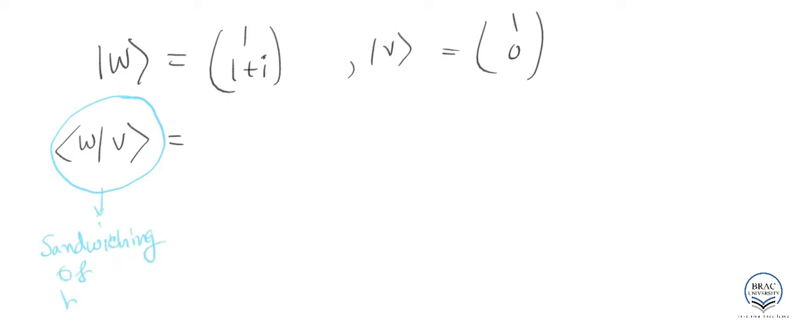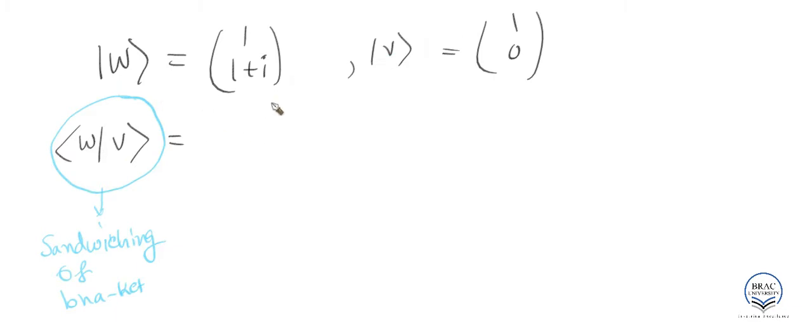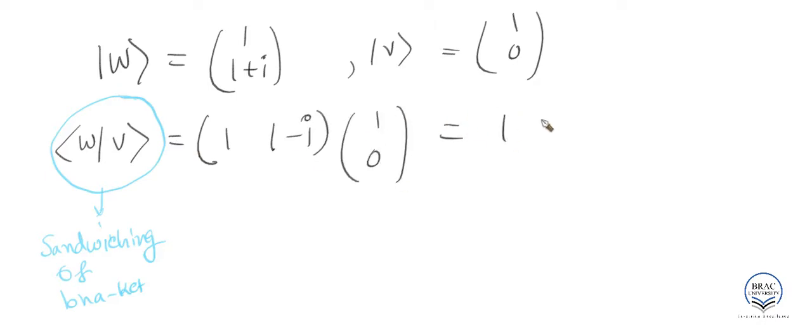Of brackets. And in fact, this notation together, where you have a bra and a ket, is called the bracket thing. So let's try to evaluate it. So the bra for w is 1 minus i, this is 1 0, and this is just 1, and again it's a real number, but let's try to see if we can get a complex number.